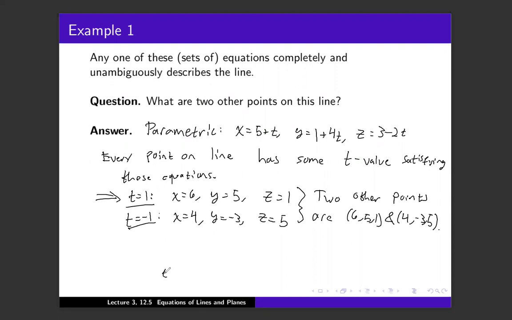Here's what this looks like. We've got our line, and we started off with the point 5, 1, 3 on this line, but meanwhile, we also have the point 6, 5, 1, and the point 4, -3, 5. They all live on this line. And in fact, they're equally spaced.